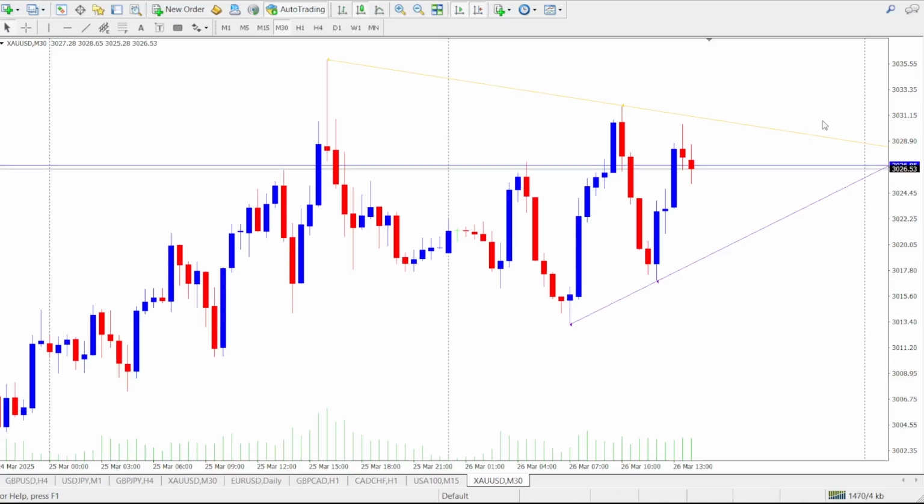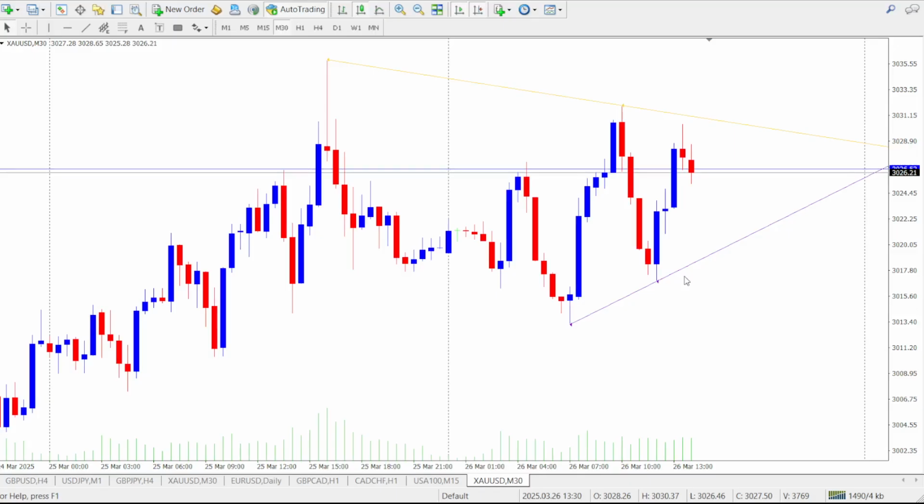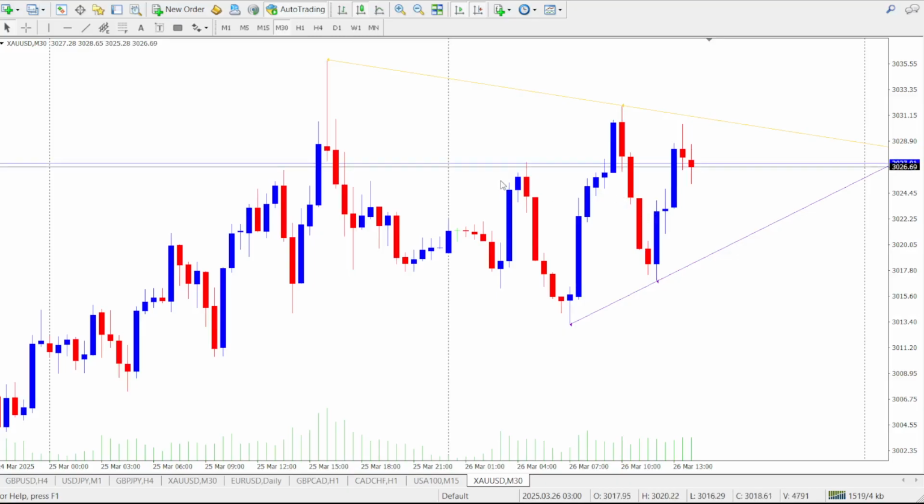You can see this is the descending trend line. This is the ascending trend line. And these help identify support and resistance levels. As you can see, this is helping identify resistance and this is helping identify support. So when price breaks these levels, the indicator sends an alert directly to your MetaTrader 4 platform, letting you know that a potential breakout has occurred.